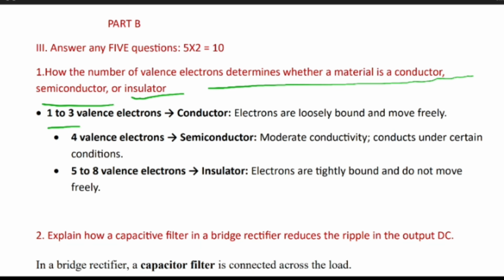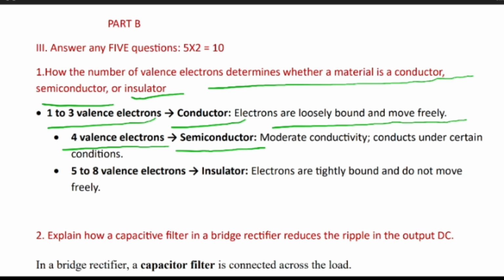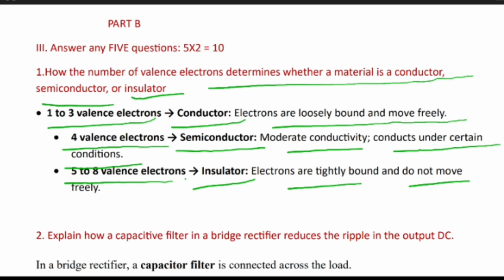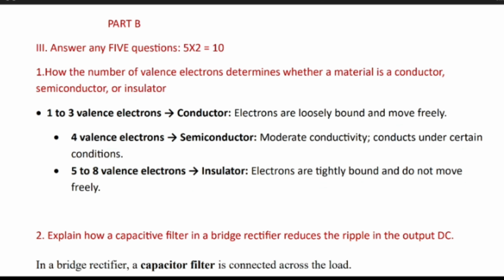If the valence electrons are 1, 2 or 3, we call it a conductor. In a conductor, electrons are loosely bound and move freely. If the number of valence electrons is 4, we call it a semiconductor. It has moderate conductivity and conducts under certain conditions. Coming to 5 to 8 valence electrons, we call it an insulator. In that, electrons are tightly bound. They do not move freely.